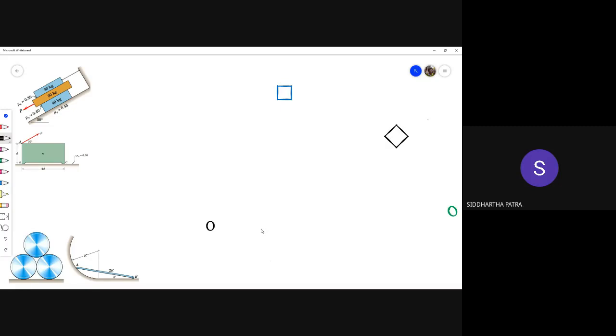Acha, now. Sir, yes. Sir, in the previous problem, if I think about the FBD of the block, then there will be some friction force, and to balance the torque, the normal force should be shifted. Should I show it in the FBD?